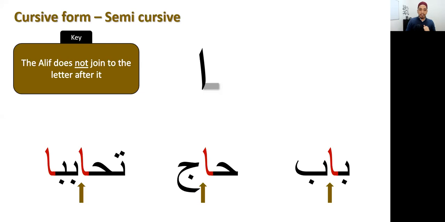So the key there is the alif mad does not join to the letter after it. Right? The alif mad cannot join to the letter after it.